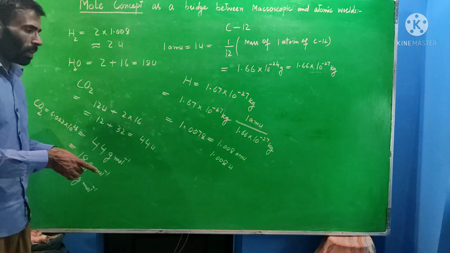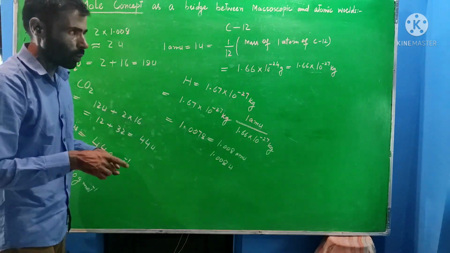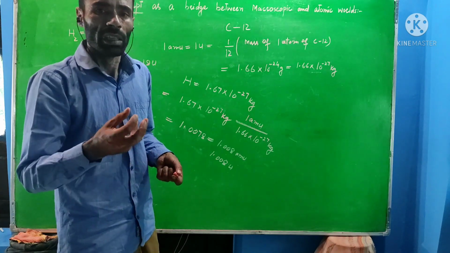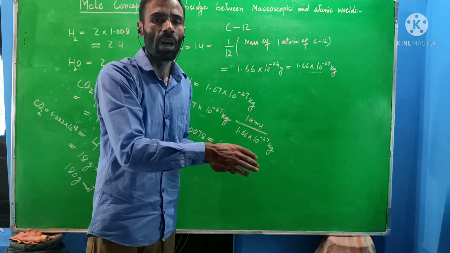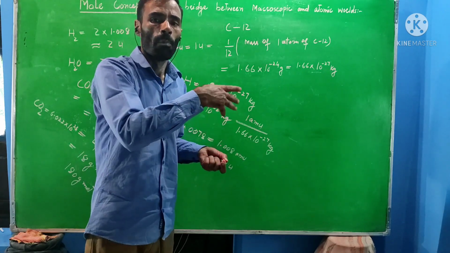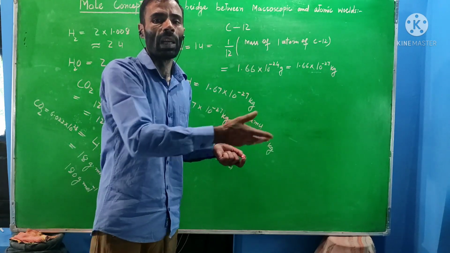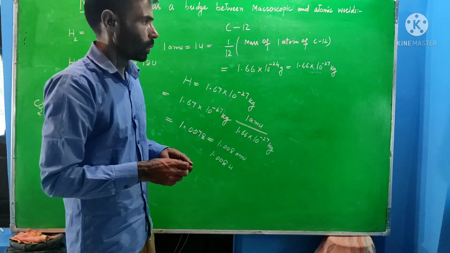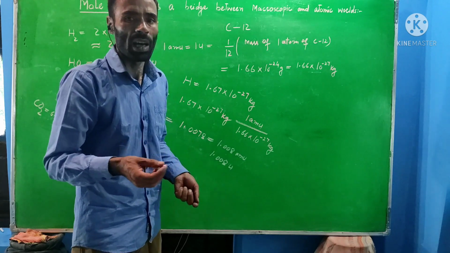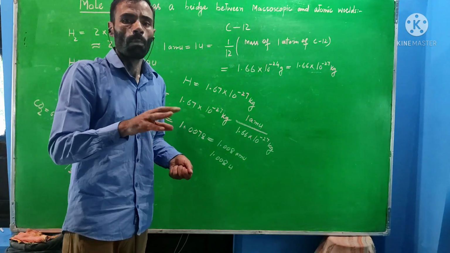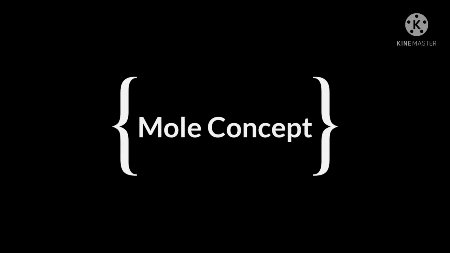So now you may know this point. If we keep U with the mass of any element, then that is the atomic mass of that element. If we keep U with the molecular mass of any molecule, then that is the molecular mass of that molecule. If we take the mass in grams per mole, then that is the molar mass of that substance.